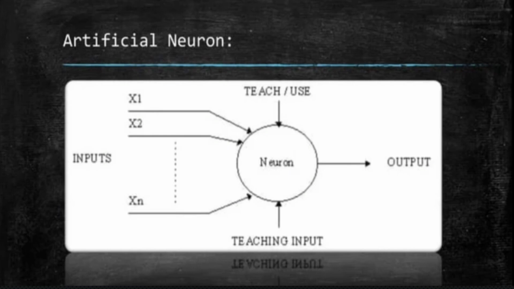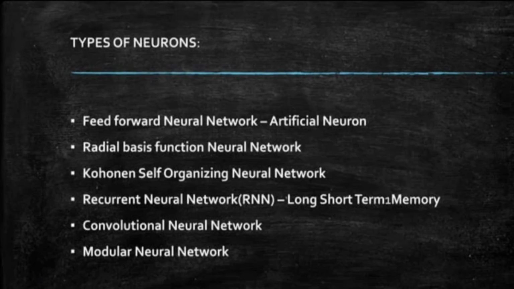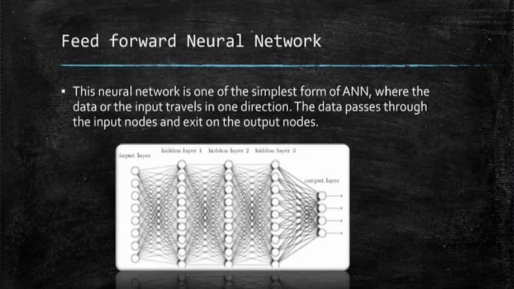This is the diagrammatic representation of an artificial neuron. Types of neural networks: feed forward neural network, radial basis function neural network, Kohonen self-organizing neural network, recurrent neural network, long short-term memory, convolutional neural network, and modular neural network.